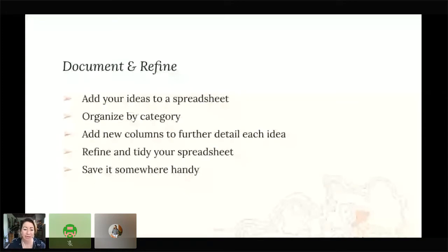So if you're working in a spreadsheet, consider adding new columns to each idea, and you might look into, where does this content live? Is it a blog post? Is it a social media post? Is it a YouTube video?